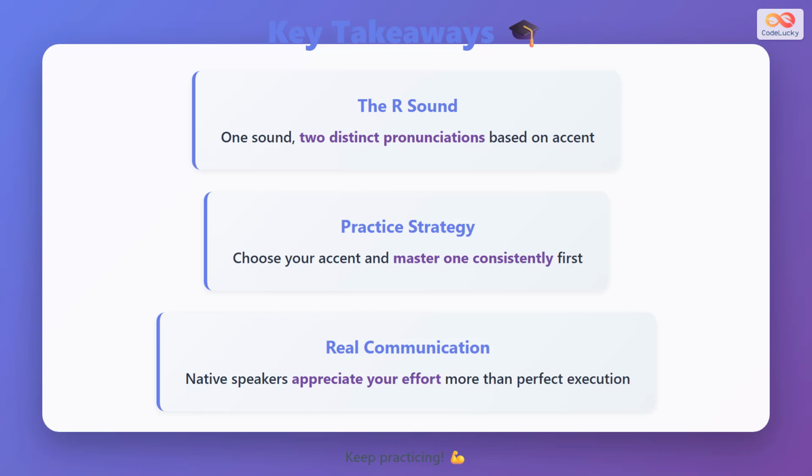Remember these key points. The R sound is one sound with two distinct pronunciations based on accent. Choose your accent and master one consistently first before trying to switch between them. Native speakers appreciate your effort much more than perfect execution. Keep practicing regularly, and you will see improvement in your pronunciation.